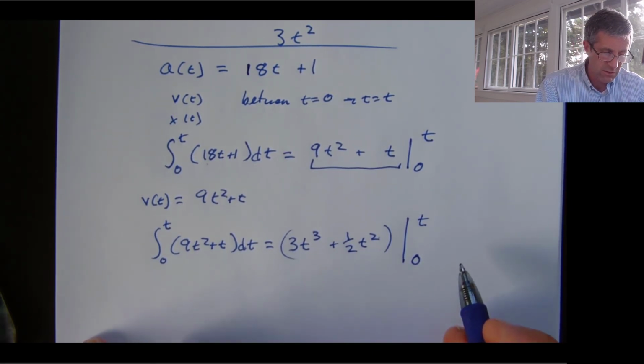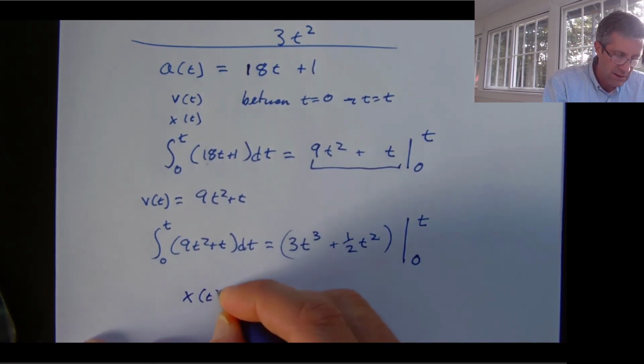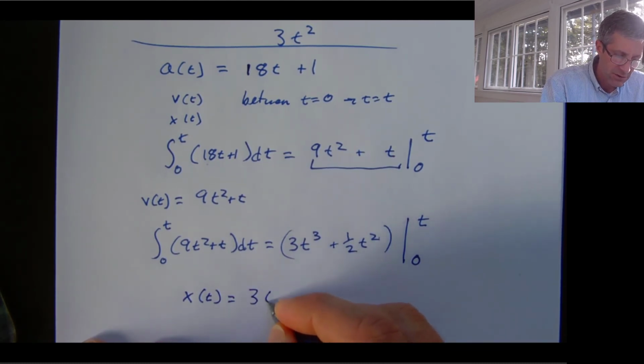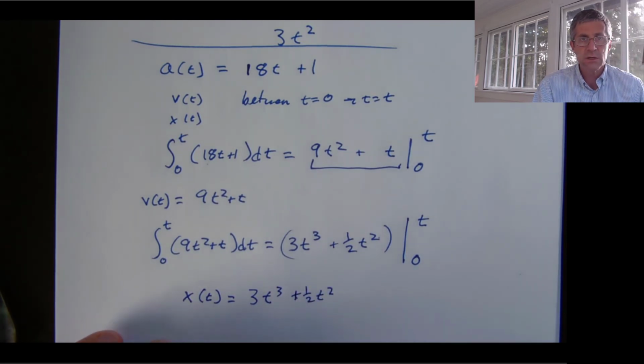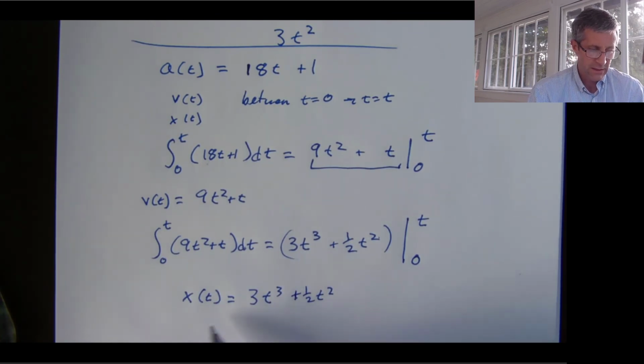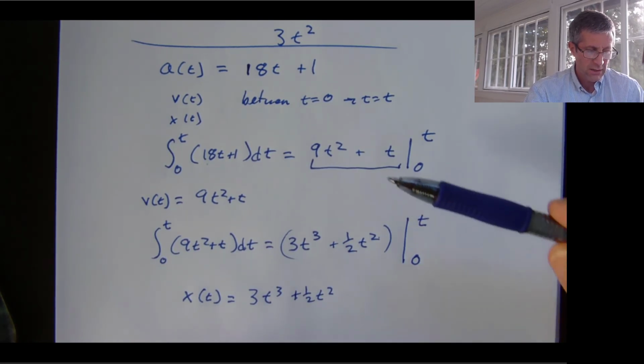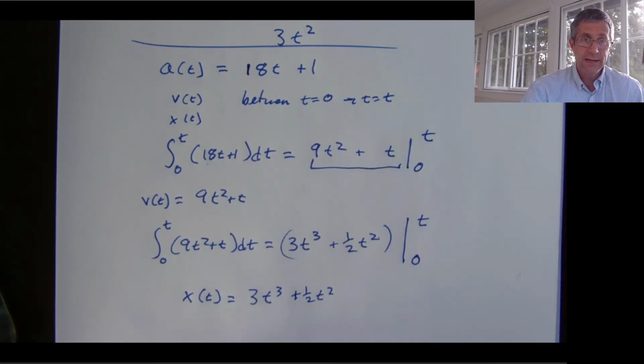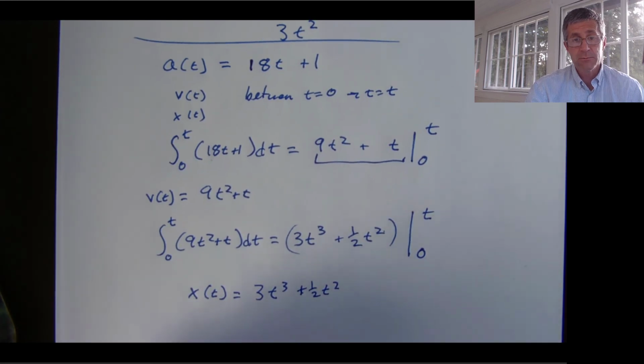0 is not going to be anything, so I know my position at time point t is this function: 3t cubed plus 1/2 t squared. Again, be careful what it's telling you, because right now this is a definite integral, which means this is telling me my change of displacement. So this assumes my starting position is 0, assumes my starting velocity is 0, and that's going to get me there. But anyway, hopefully you get the idea that you can use the definite integral to look at a particular time-bounded area, and it makes the math a little bit simpler.